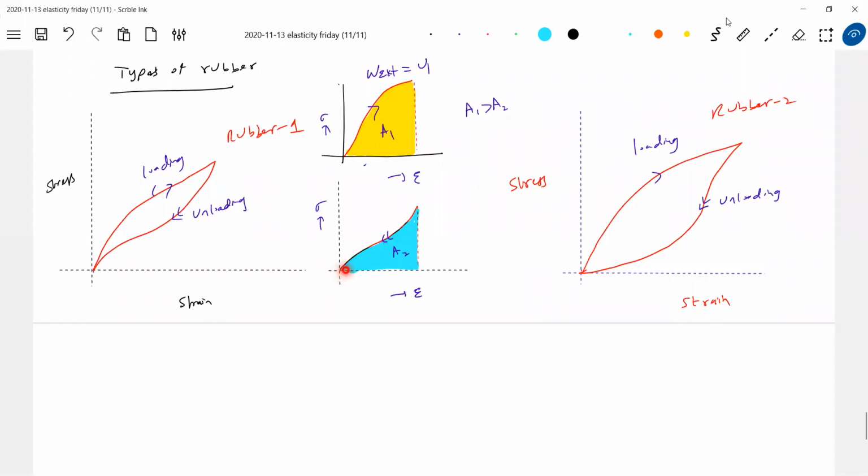Then what happened to the energy which was there? All that energy, what will happen to it? It will be absorbed by the body itself. Here I'll slowly decrease the stress. If it retraces the path, it will return back all its energy. But what happens? It's not retracing the path. Some of the energy will be absorbed by the material itself, and that will be available as heat.